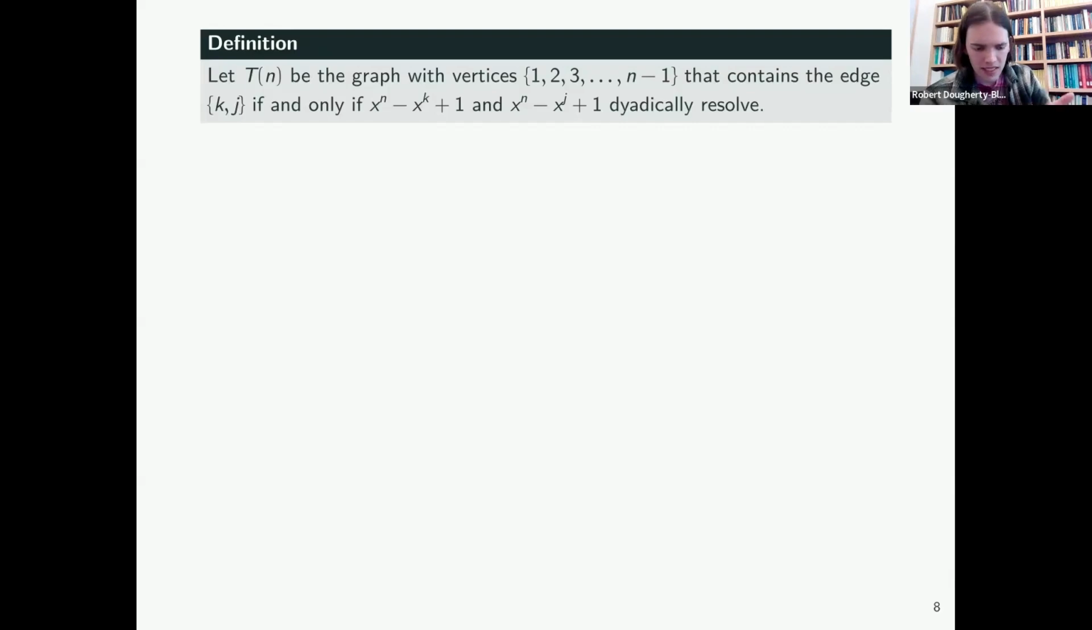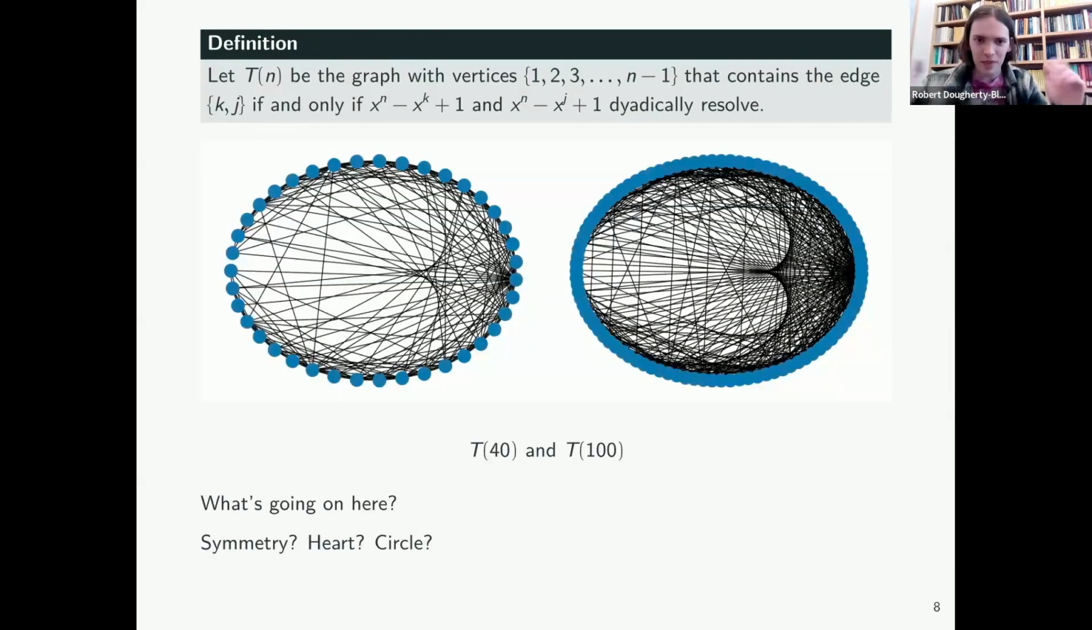Now, this definition isn't anything groundbreaking, but the first thing that happens when you come up with this definition is you draw the graph. And when you draw the graph, you see this picture. So here are two of these graphs. This is the graph corresponding to n equals 40 and n equals 100, arranged so that the vertices are in a circle increasing in counterclockwise order. So vertex 1 starts on the left-hand side.